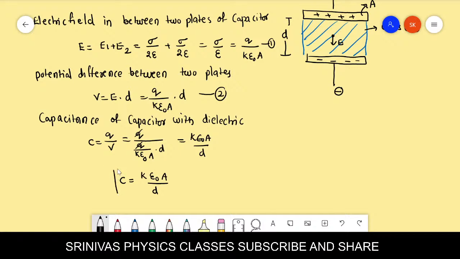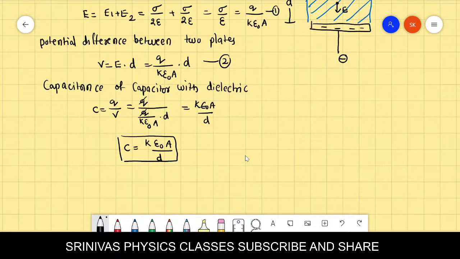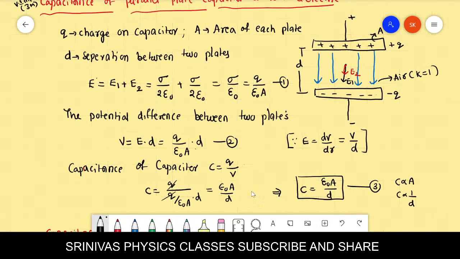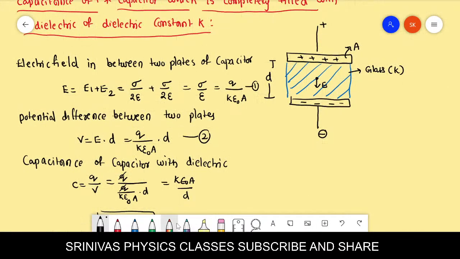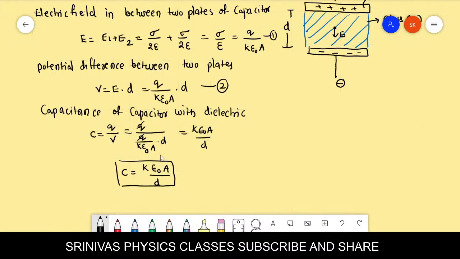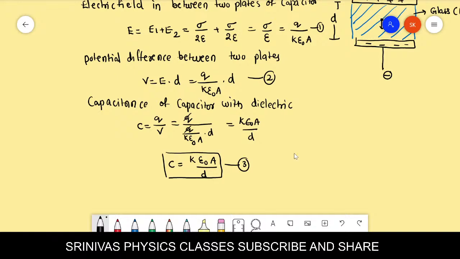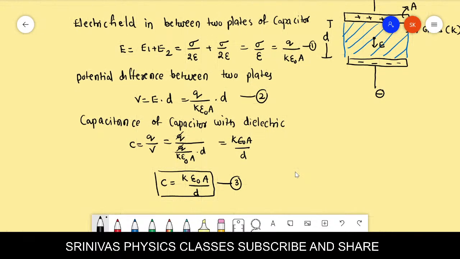Without dielectric, with air in between the two plates, the capacitance formula is epsilon naught A by D. If a dielectric substance is there, then the capacitance becomes K epsilon naught A by D. That means the capacitance becomes K times. If any dielectric substance is kept in between the two plates of a capacitor, then its capacitance becomes K times.